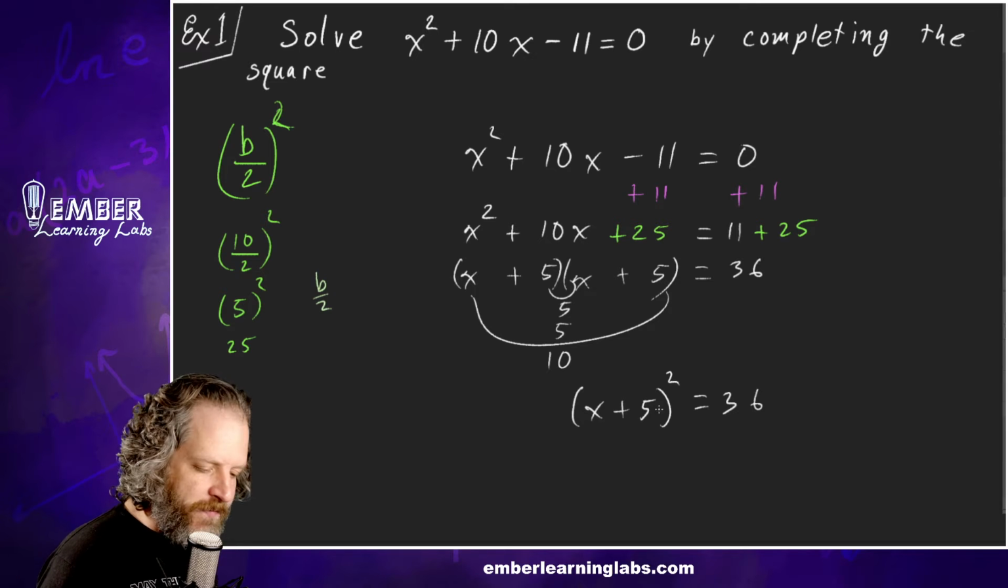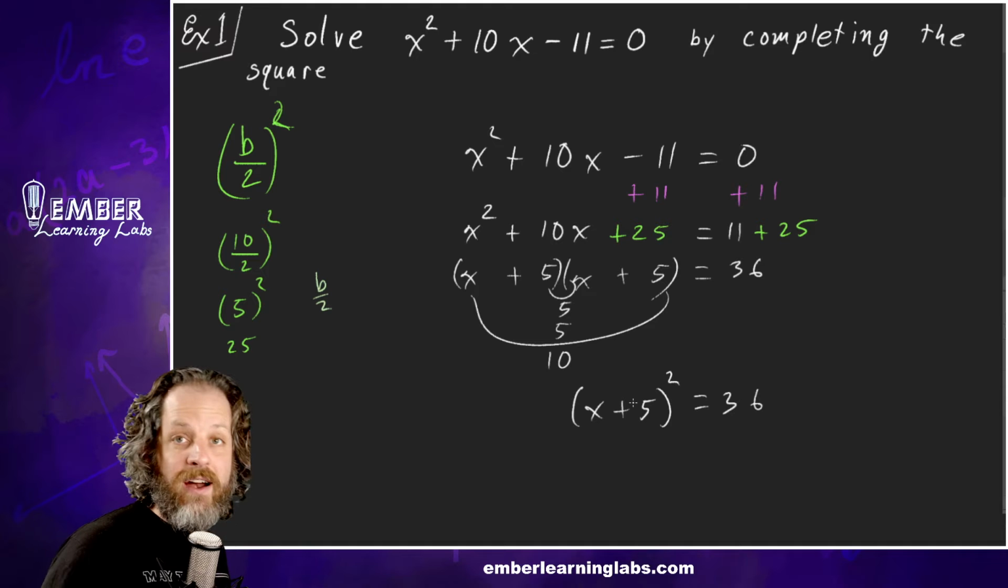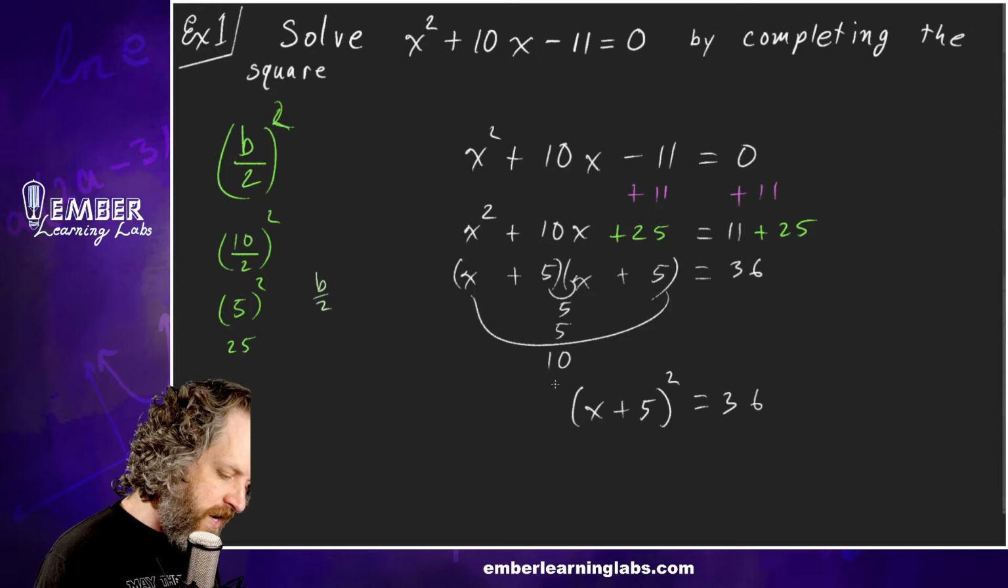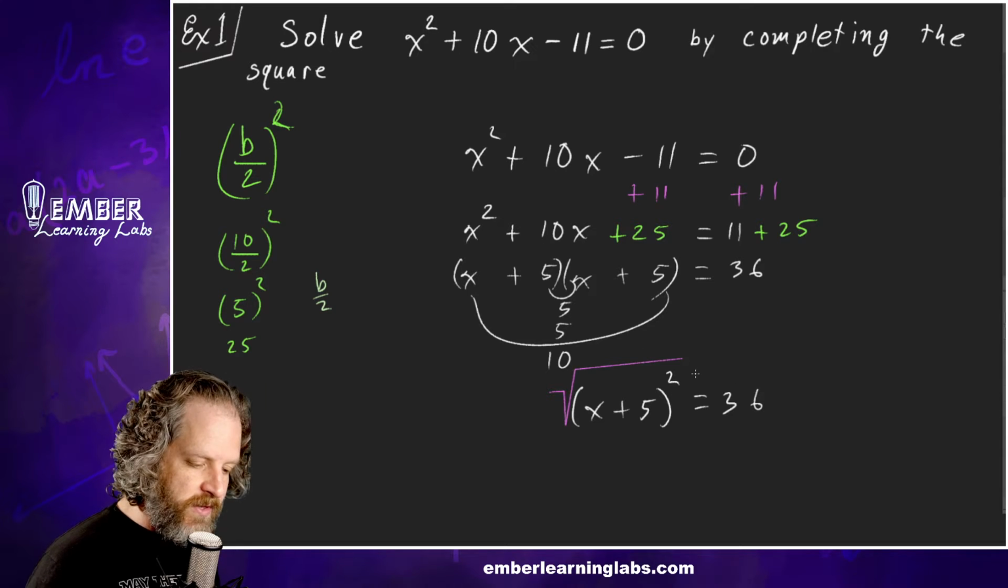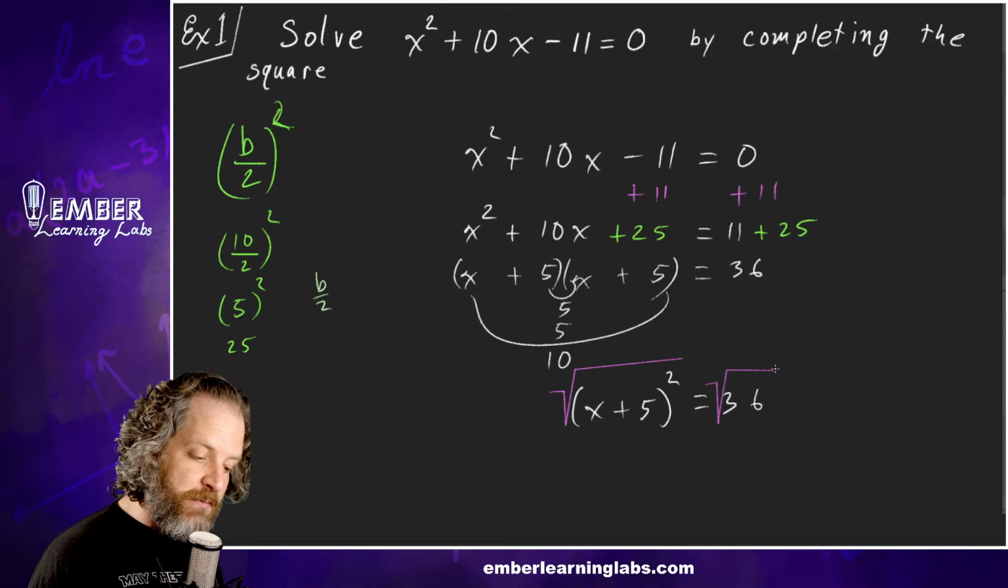Now we have x plus 5 squared equals 36. To get rid of the squared, what do we do? We square root both sides. So we're going to square root the left side, and we're going to square root the right side. Now, remember, when we take the square root of both sides, we end up with plus or minus.